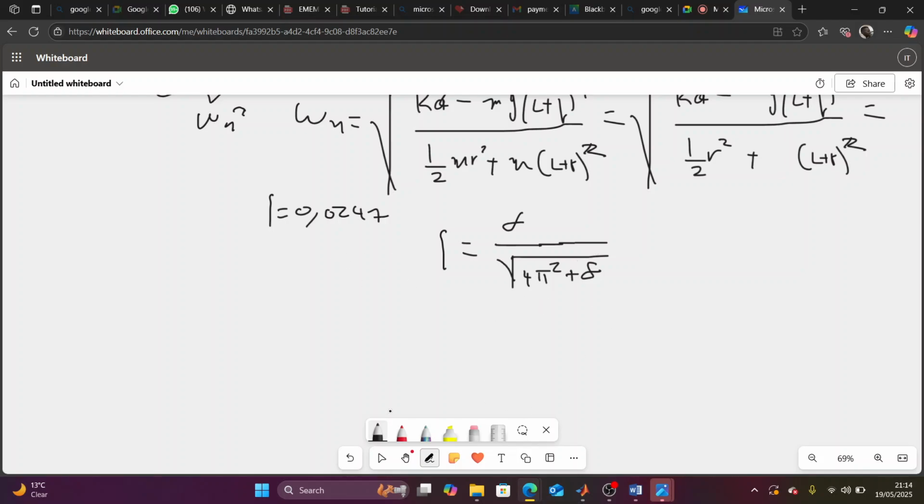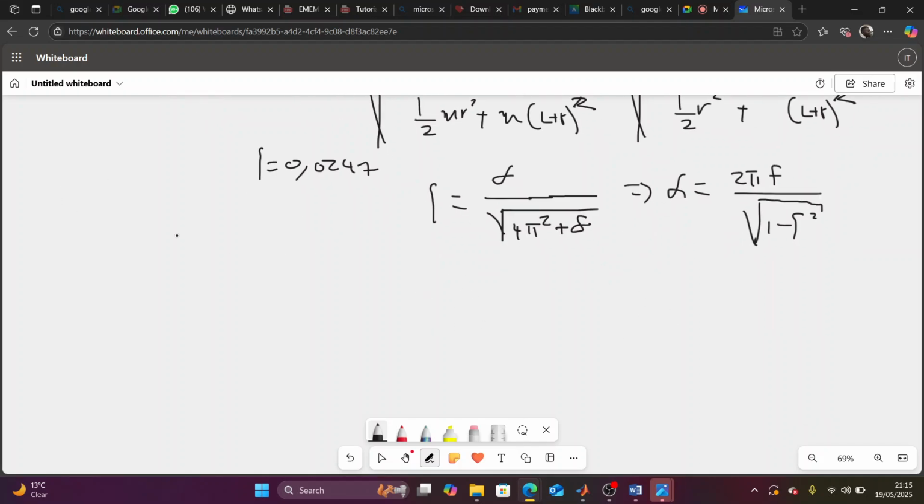So how do we solve for the logarithmic decrement? Simply by squaring, and the formula simply becomes like this. If you work it around, the logarithmic decrement is 2 pi zeta over the root of 1 minus zeta square. I think so. Yes. This is all you need to remember, how to get the logarithmic decrement.